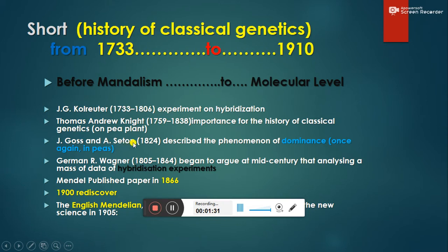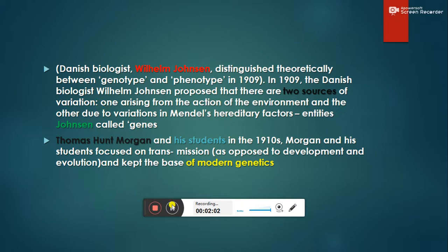In 1824, Goss and Seton described the phenomenon of dominance. Wagner, 1805 to 1864, began to argue at mid-century by analyzing a mass of data from hybridization experiments. Mendel published a paper in 1866 on pea plant inheritance, which was rediscovered in 1900. The English Mendelian William Bateson coined the name of the new science, genetics, in 1905. The Danish biologist Wilhelm Johannsen distinguished theoretically between genotype and phenotype in 1909.